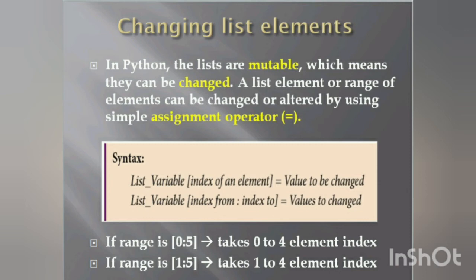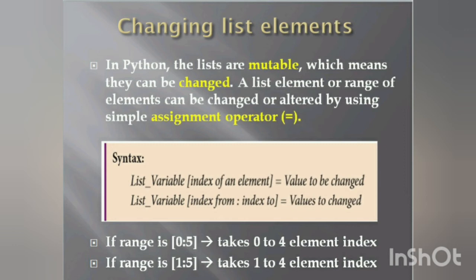Here, for list elements you have to declare the list variable. Suppose marks, then you have to mention marks here. The list variable name you have to mention, then within the square bracket, whichever element you are going to change, that element's index value you have to mention. If you are going to change the marks of the third element, you have to mention 2 here. Then is equal to, this assignment operator, then the value to be changed. To which value you are going to change, that changeable value you have to mention here.